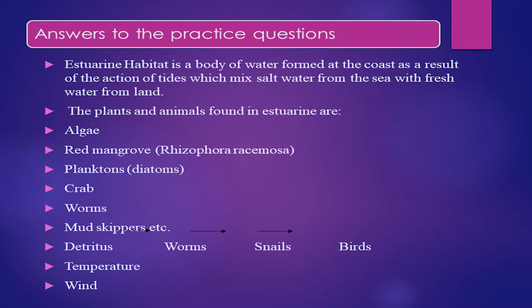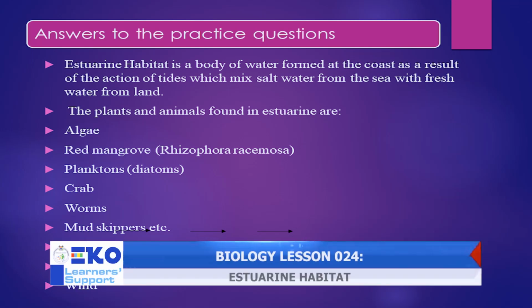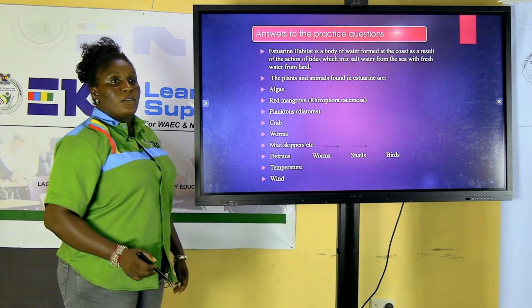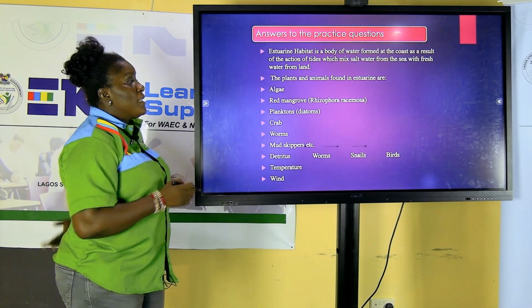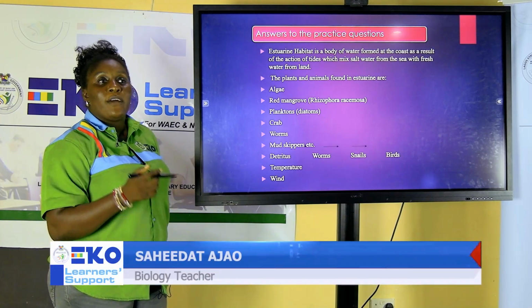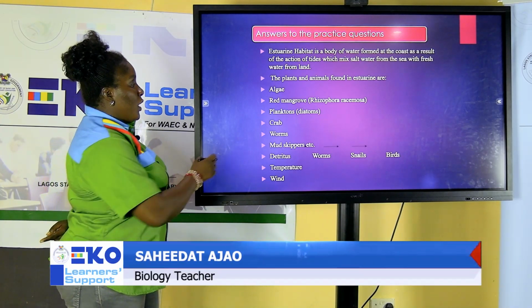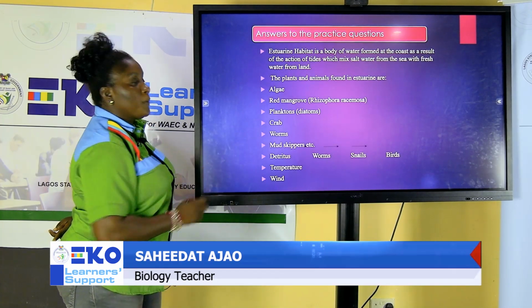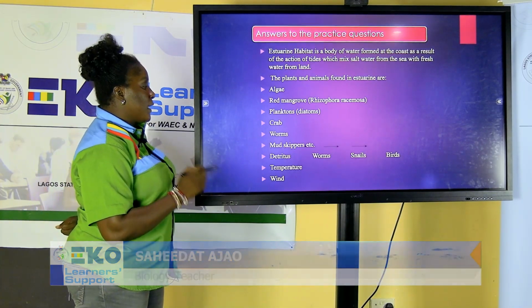Estuarine habitat is formed as a result of the mixing of salt water in the sea with the fresh water from the land. So that is how estuarine is formed. The next question says, list 3 plants and animals that can be found. 3 plants that can be found here, we have the diatoms, we have the algae, and we have the red mangrove. 3 animals that can be found, we have the crabs, we have worms, and we have the mud skipper.